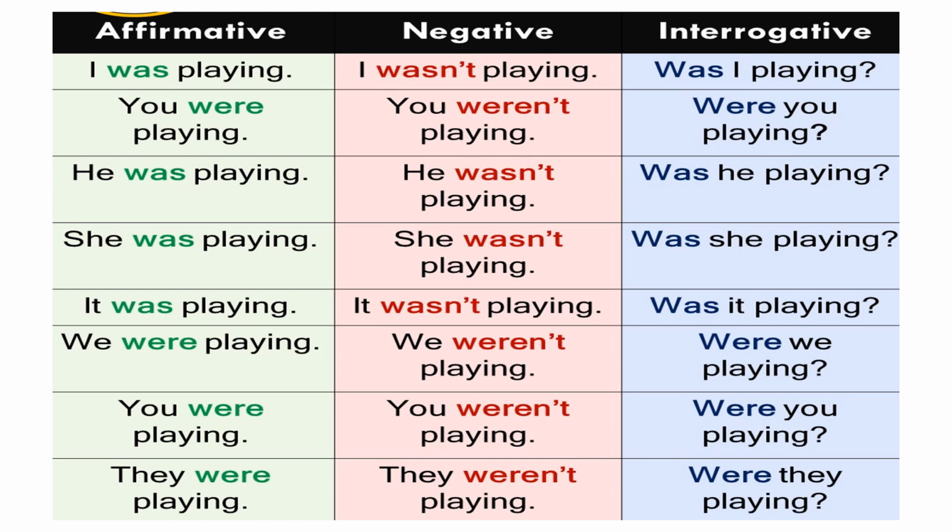Let's look at how sentence structure is formed for past continuous tense. The positive form will be I was playing. If we have to put this in the negative form, it is I wasn't playing. And the same thing, if we have to put it into an interrogative sentence, it would be, was I playing?